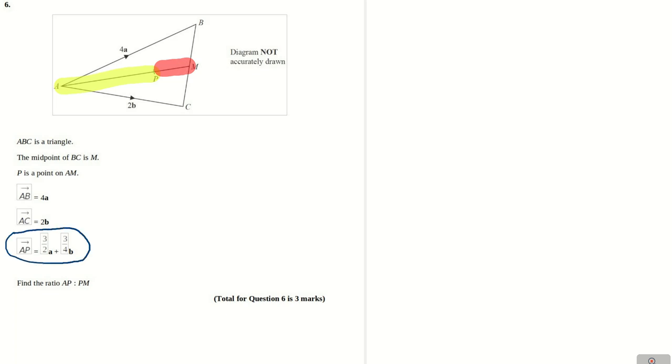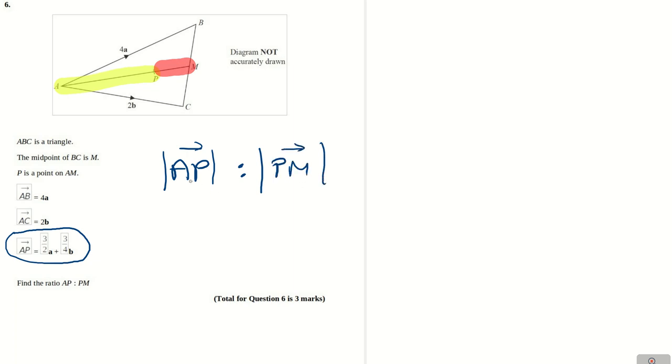Now, because APM is a straight line, if we can find a vector equation for PM, because they're on one continuous line, then the ratio of AP to PM is going to be the same as the ratio of the magnitude of the vector AP to the magnitude of the vector PM.